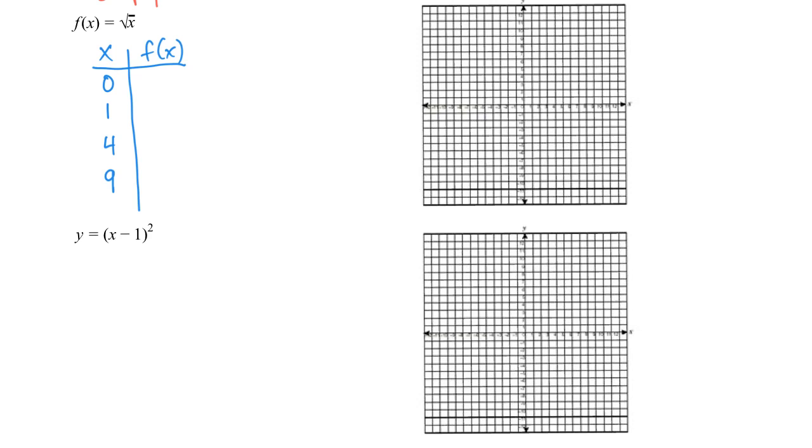All right, so what's the square root of 0? 0. Square root of 1 is 1. Square root of 4 is 2. Square root of 9 is 3. And then we can plot those. 0, 0, 1, 1, 4, 2, and 9, 3. And this just goes in one direction. It's a nice curve, like a parabola on its side. And there you go. There's the parent function for square root.